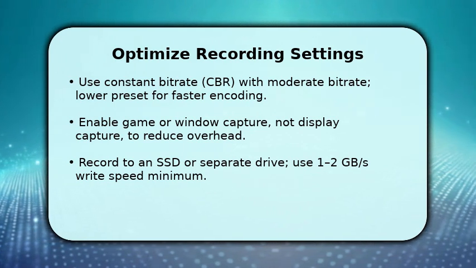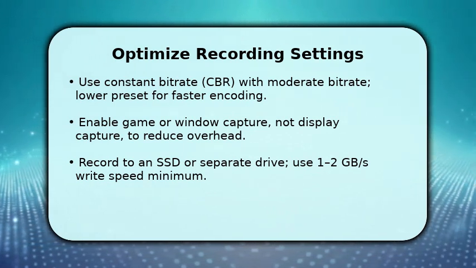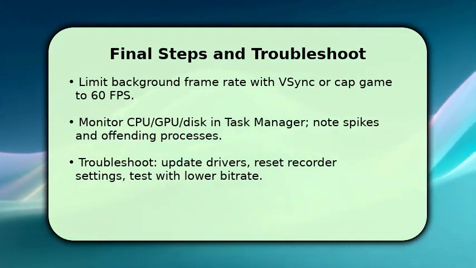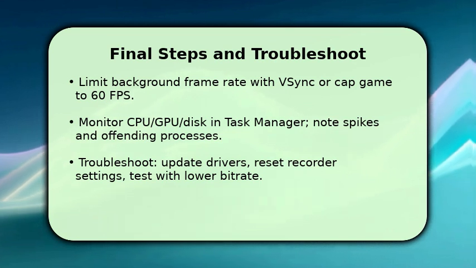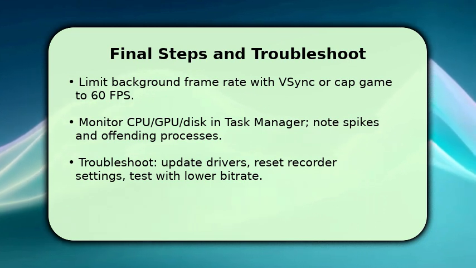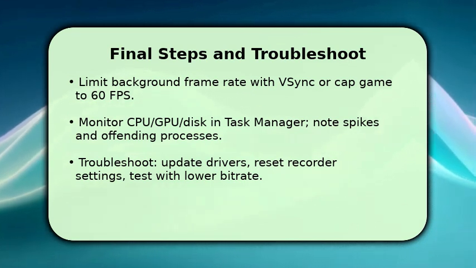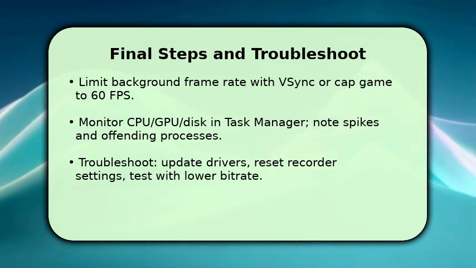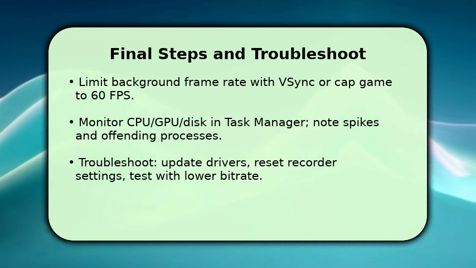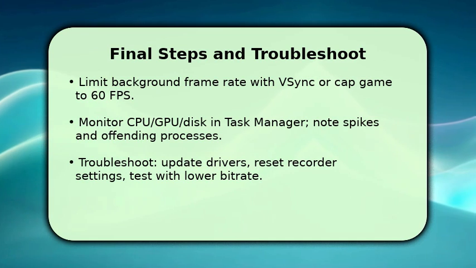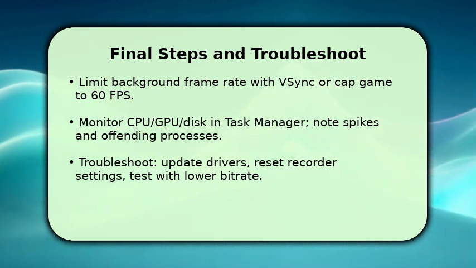These changes finish by capping frame rates in-game or enabling VSync so the GPU isn't overloaded, and make sure your recorder has priority for the chosen encoder. Monitor CPU, GPU, and disk in Task Manager while recording to catch spikes, then end tasks for processes causing the load. If lag continues, update your graphics and encoder drivers, reset recording settings to defaults, and run a short test with a lower bitrate and resolution. If that fixes it, gradually raise quality until you find the stable sweet spot.